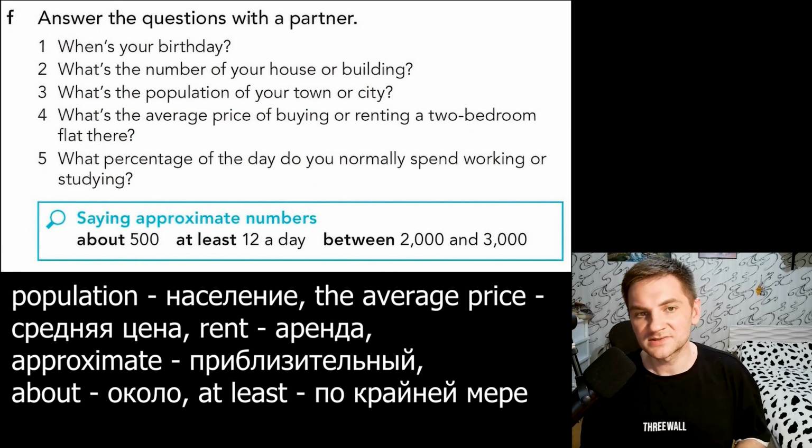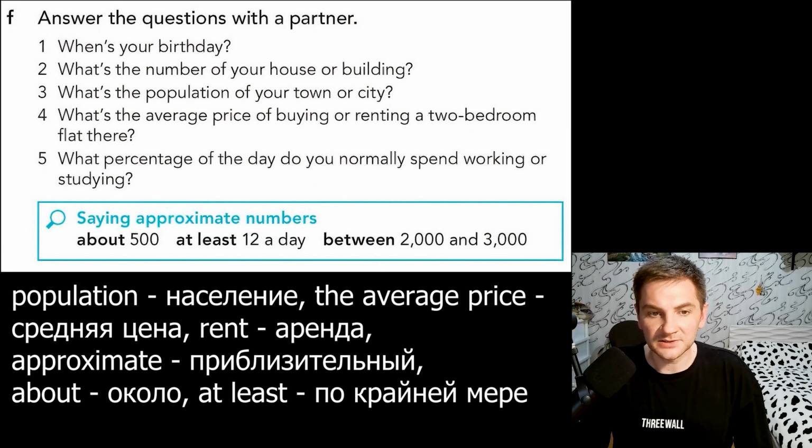Number 3. What's the population of your town or city? Population is the number of people who live there. Maybe it's about 70,000 people or less. My town isn't so big. Number 4. What's the average price of buying or renting a 2-bedroom flat there? Whoa, in dollars, I think it's about 315, but it's not for the best one. If you look for a good one, it will be about $450, something like that. It's about renting. What about buying? I don't know, just numbers are huge.